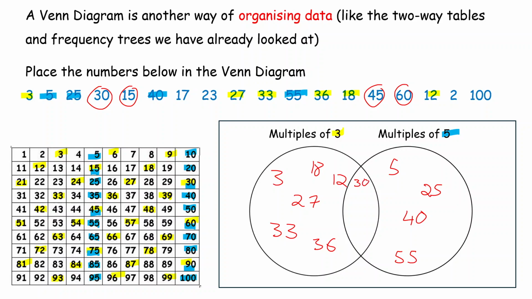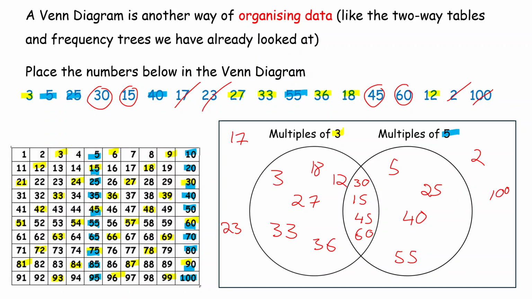So 30, for example, is both yellow and blue. 15 is yellow and blue. So these are both, they can go in here. We've got 45, and then 60 going in there. And the remaining ones, like 17, 23, 2, and 100, are neither. So you can just put them anywhere outside the Venn diagram. And there you go.